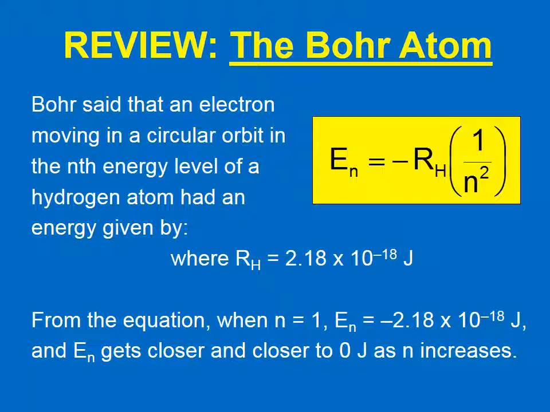From the equation, we can see that when n, which is the energy level, equals 1, then the energy of the electron is equal to negative 2.18 times 10 to the negative 18th joules, and that's because this fraction turns to 1 if n equals 1, and E sub n gets closer and closer to 0 joules as n increases.